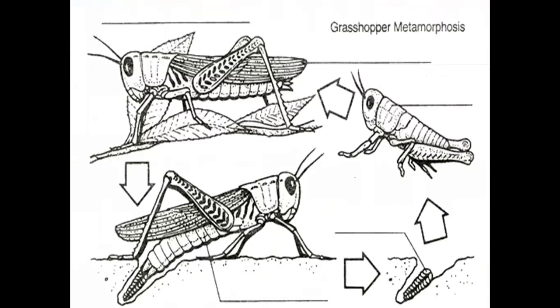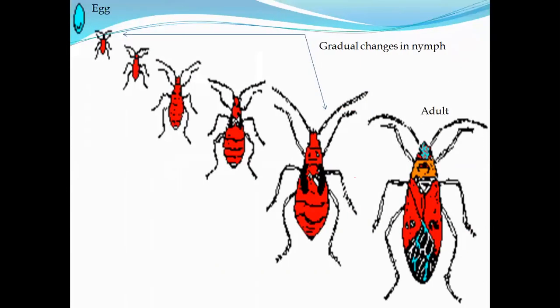This is also the second picture, about the red cotton bug. We can see here from egg, then nymph, and then finally it becomes adult. Except size, wings are absent here, slightly developed here, and then lastly fully developed. So that is the gradual change in the nymph, and the nymph directly transforms into the adult. That is called simple metamorphosis, gradual metamorphosis, or hemimetabolous insect.